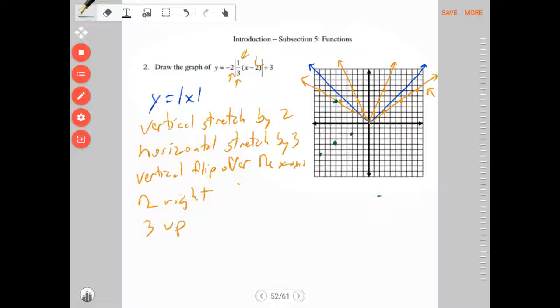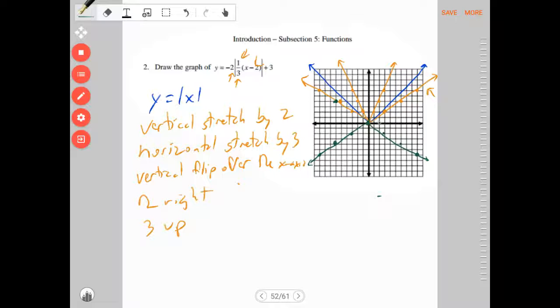Alright, so then this guy, of course, vertex is still at 0, 0. Okay, so down to here. And now we're down to here. Now we're down to here. Alright, so there, it took us a while, but we got that one finally. Alright, awesome. Okay, then of course we go 2 right, 3 up.